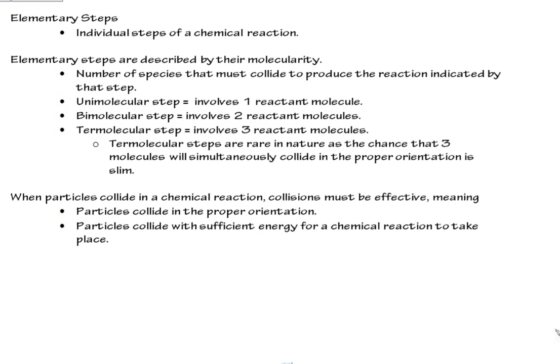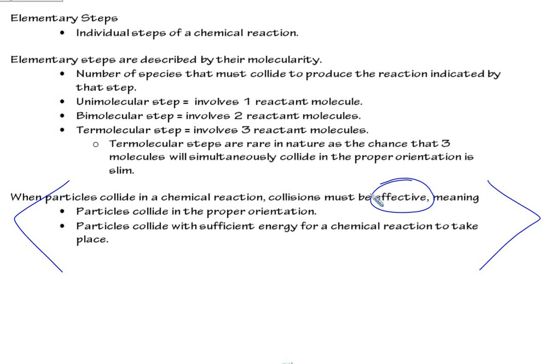So what we kind of mentioned here, this is important. This is kind of a big deal. When particles collide, we say that collisions must be effective. An effective collision means, number 1, the particles collided in the proper orientation. So again, a good example might be like polar molecules, where they might need to collide partial positive to partial negative. If they're coming toward each other like partial positive to partial positive, there probably is no collision. They'll repel each other. So the particles need to collide with the proper orientation.